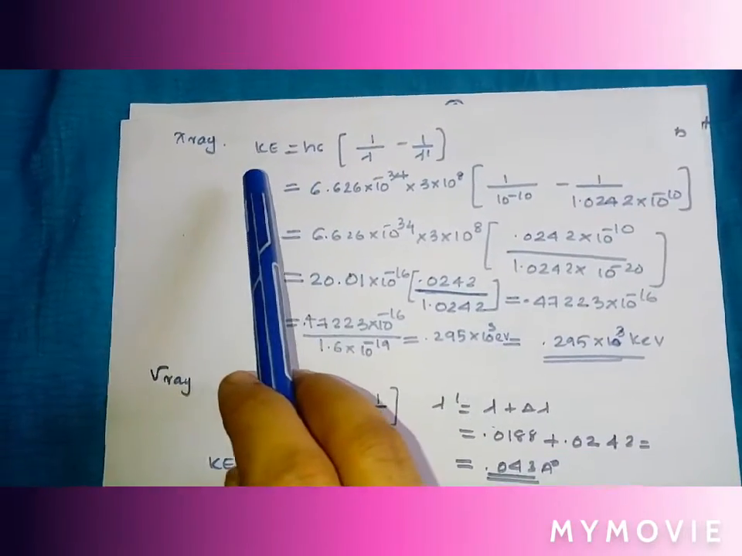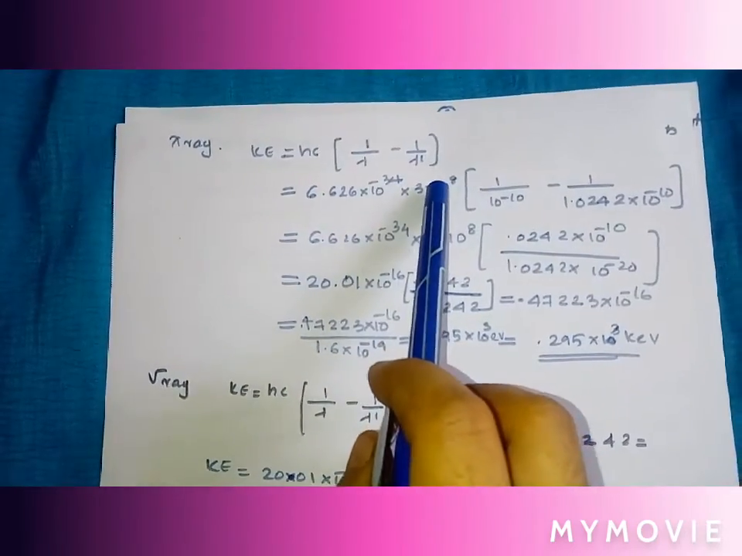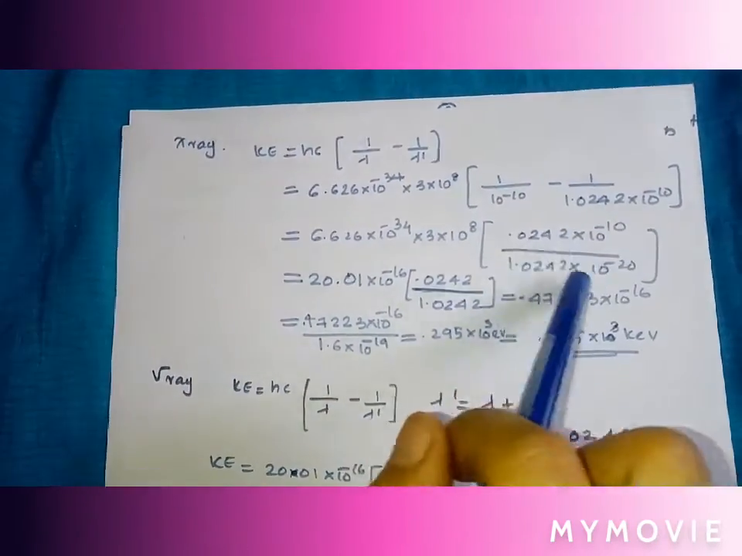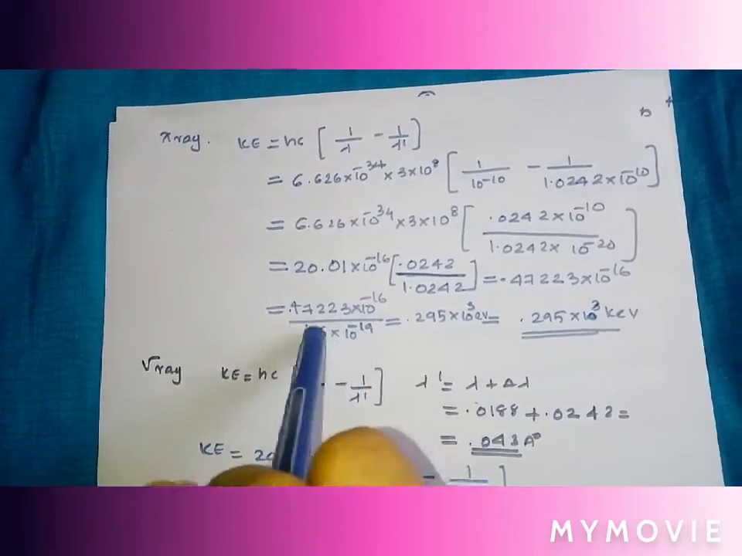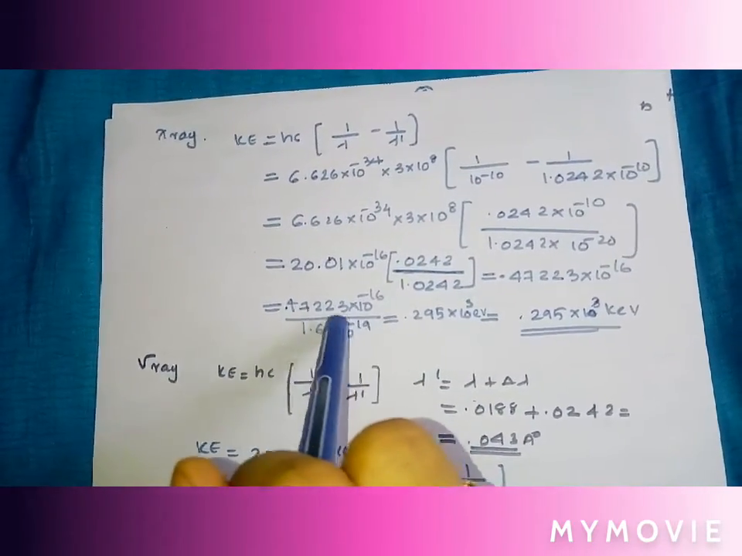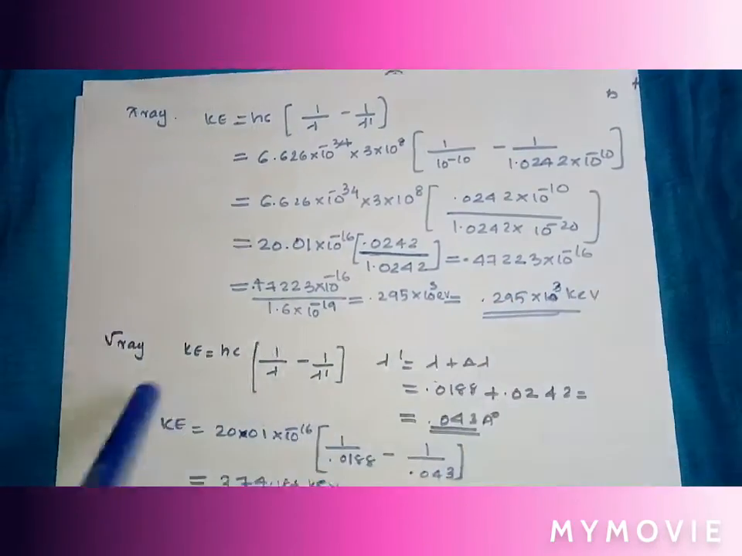So for X-ray we get that kinetic energy is equal to hc into (1 by lambda minus 1 by lambda prime). Substitute the values and cross multiply, and convert into electron volt by dividing by 1.6 into 10 raised to minus 19, we get 0.295 kilo electron volt.